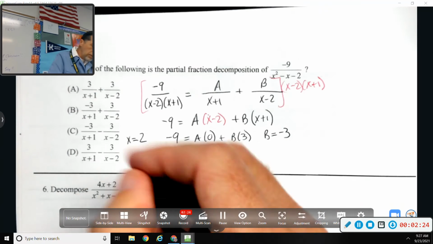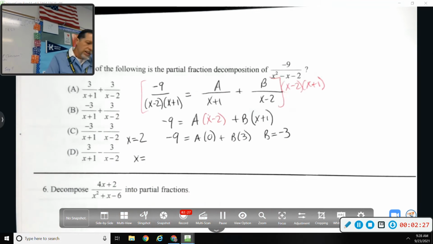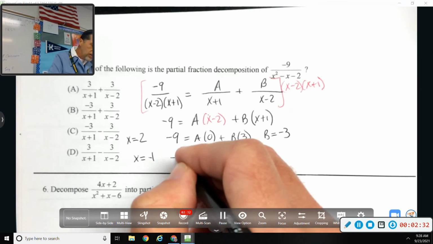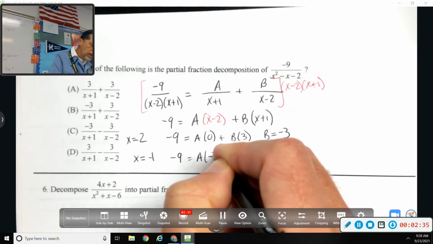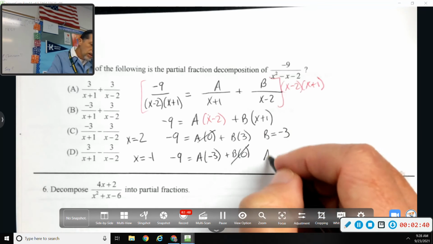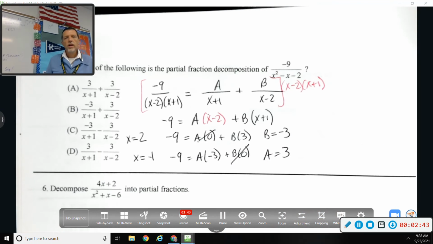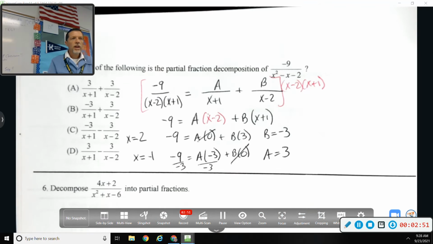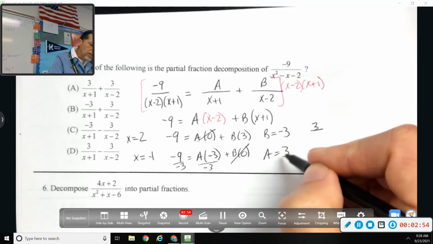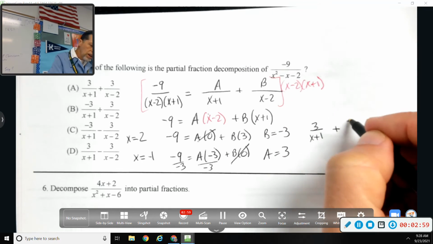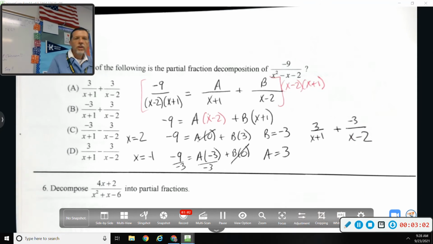And then we can pick another value for x, like, say, -1. So -9 equals A times -3 plus B times 0. Wait, well, does the 9 not count when you're doing it? But you have to divide by... Yeah, so I divide by -3, and A equals 3. So my answer is A over x plus 1 plus B, -3, over x minus 2.